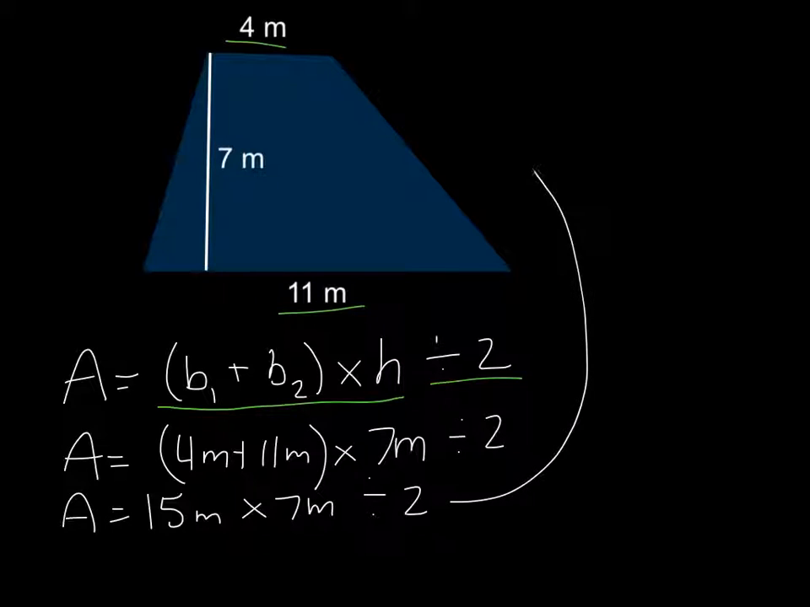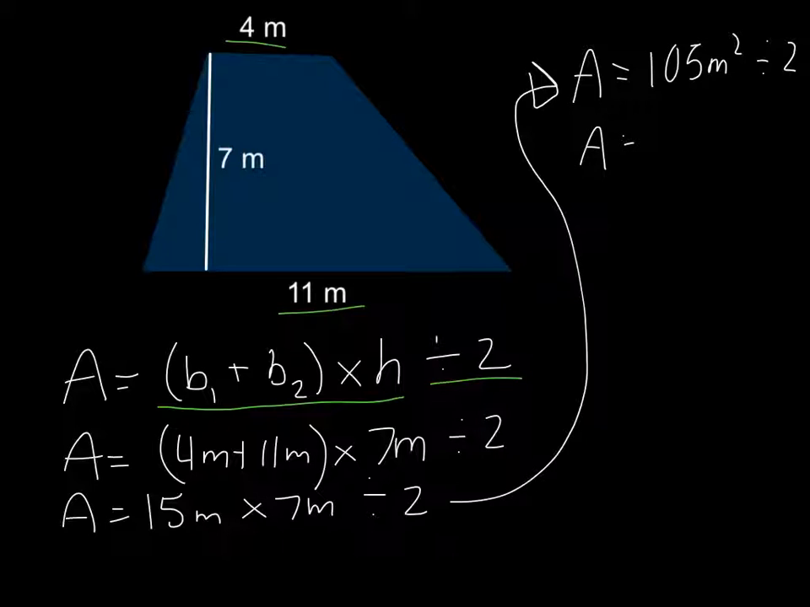I'll bring it up here to continue. So area equals 105 meters squared divided by 2, and that means that my area is going to equal 52.5 meters squared.